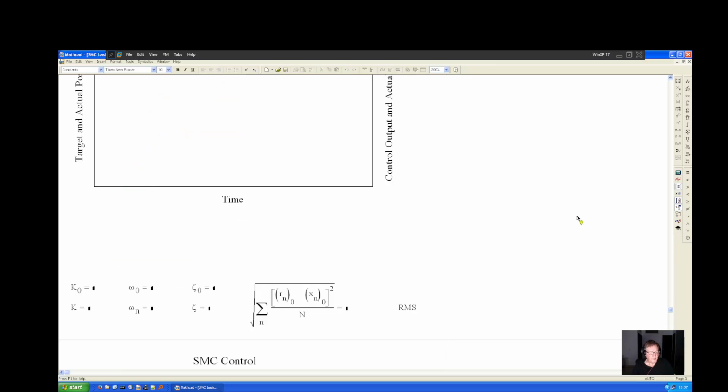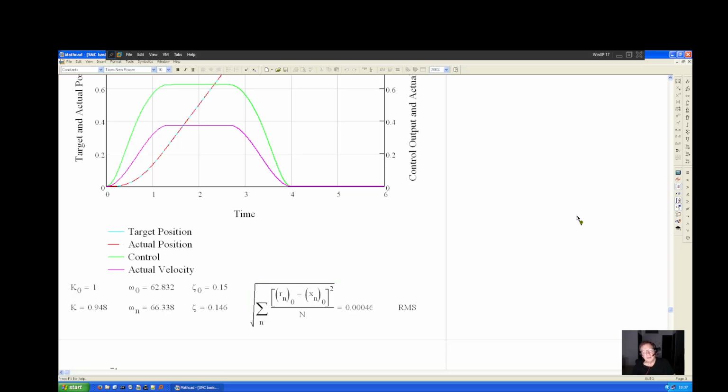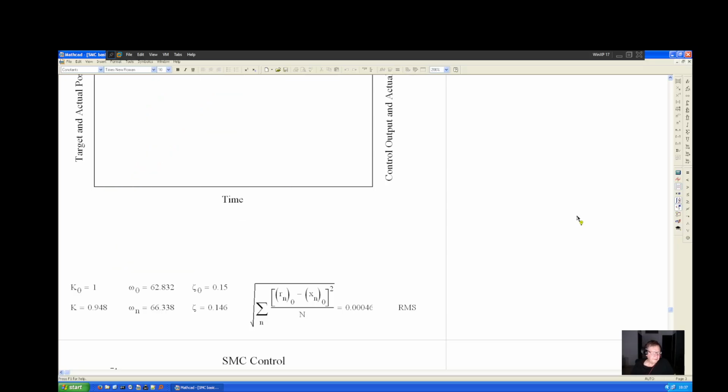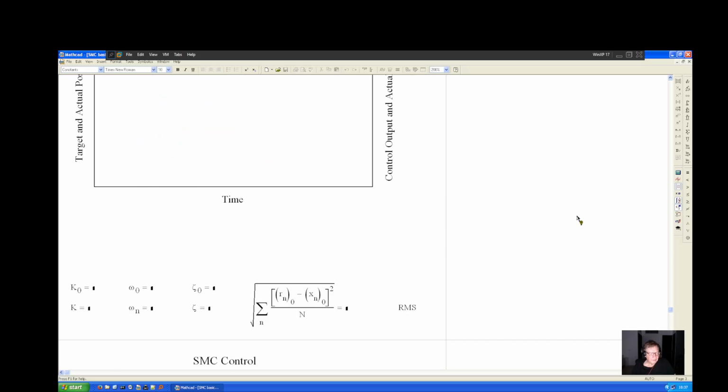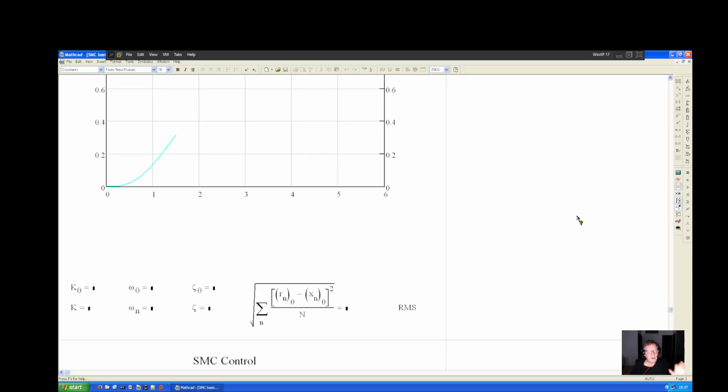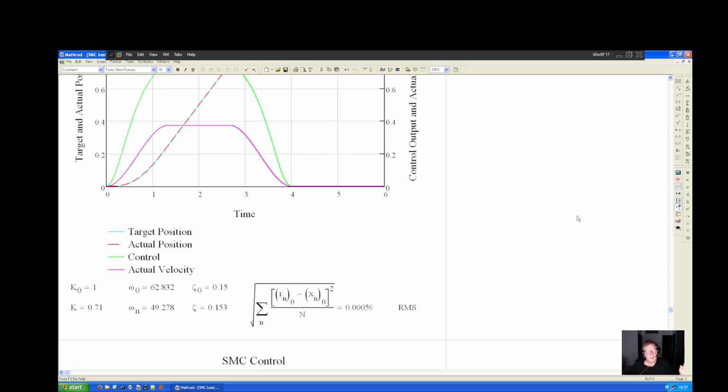And you can see the root mean square doesn't change by much. So even if your plant varies, this will still control your system very, very well. And if it just must work and you can't rely on computers, this is the way to go.